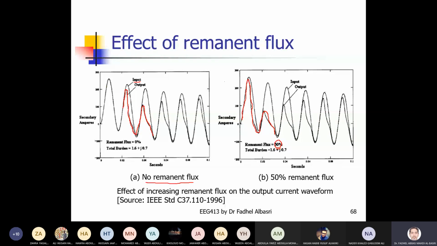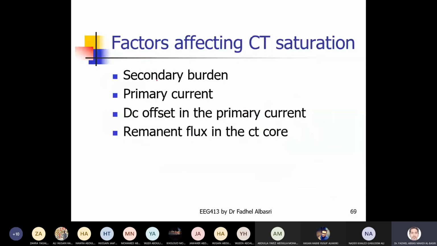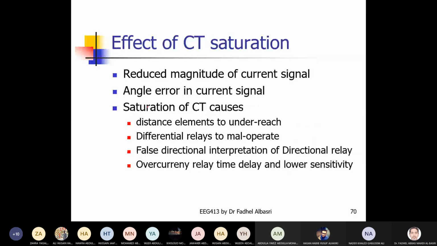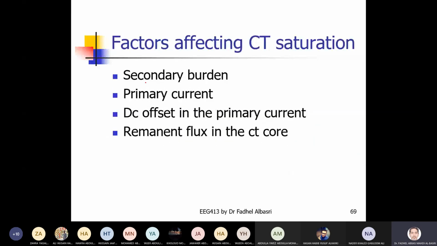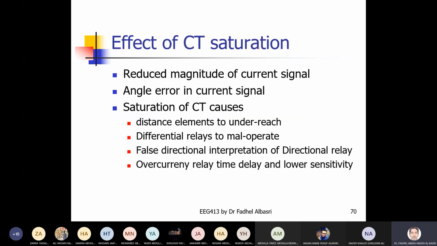Now imagine I have a relay that has this current passing in it. What would happen? First of all, we now know that the factors affecting saturation are the secondary burden, the primary maximum current, the DC offset, and the remnant flux in the core, and these affect the relaying. How do you reduce the effect of CT saturation? By reducing the magnitude of the secondary current, by choosing a higher ratio maybe.